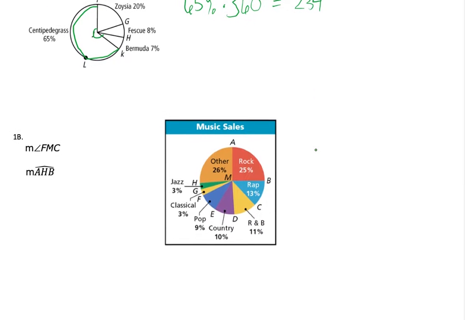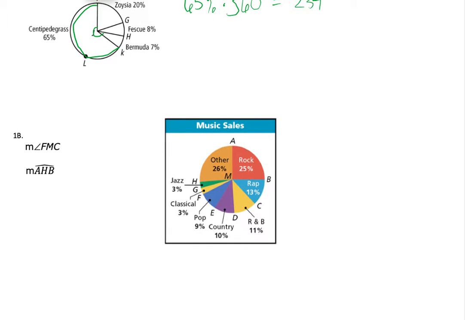Let's try some other ones here. The measure of angle FMC. So FMC, we'd have this part and this part and this part. So we have 9%, 10%, and 11%. When I add those together, I get 30%. So I just need 30% of 360, and I get 108. So it's 108 degrees.